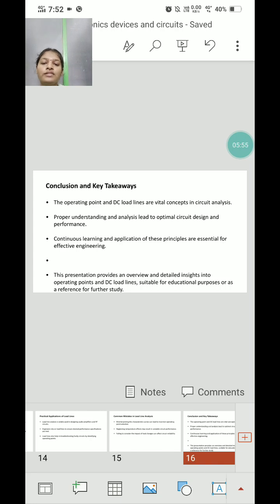Conclusion and key points. The operating point and DC load lines are vital concepts in circuit analysis. Proper understanding and analysis lead to optimal circuit design and performance. Continuous learning and application of these principles are essential for effective engineering.